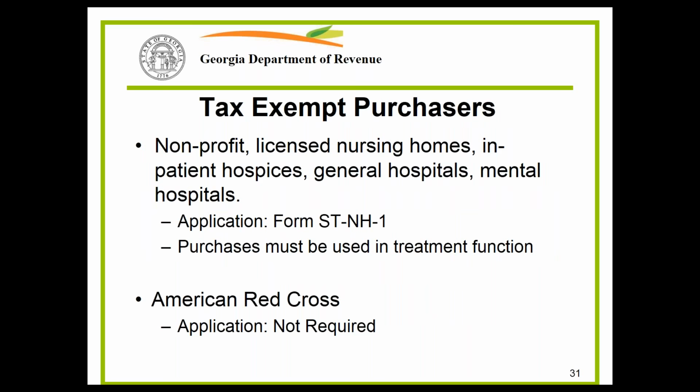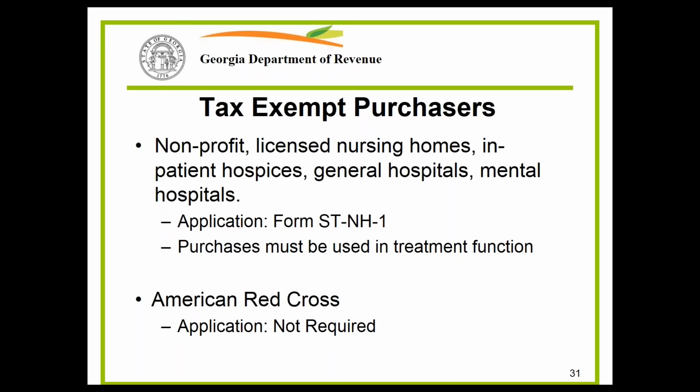So I think I have a few slides here that talk about some of these specific exemptions that are out there for nonprofit entities. I don't recall offhand if I've captured every exemption in this presentation, but they're a little bit random. Even the order in here doesn't necessarily mean anything. As you can see, the first bullet point: nonprofit licensed nursing homes, licensed inpatient hospices and general hospitals.